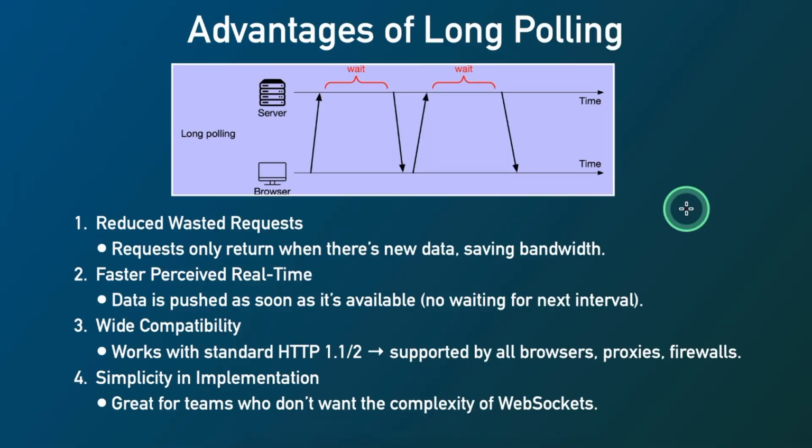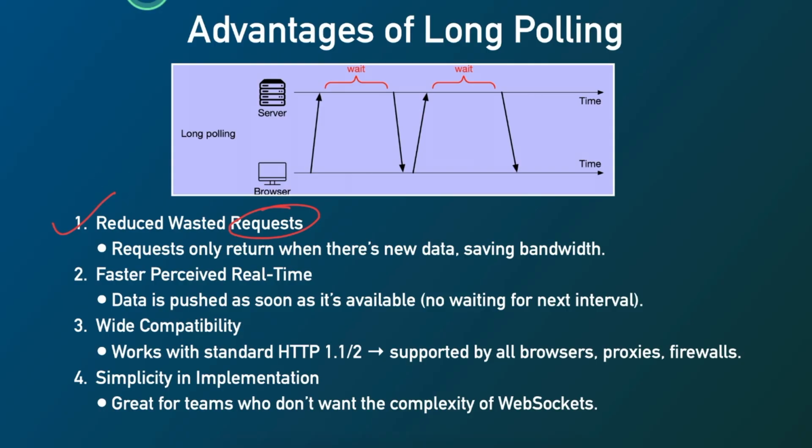So let us now take a look at some of the major advantages of long polling. The first one is that we have reduced wasted requests. In short polling, we had seen that we had a lot of wasted requests, but here we only return when there is new data or a timeout has occurred. So the total number of server calls that we make will be considerably less than that in short polling. So we have reduced a lot of wasted requests.